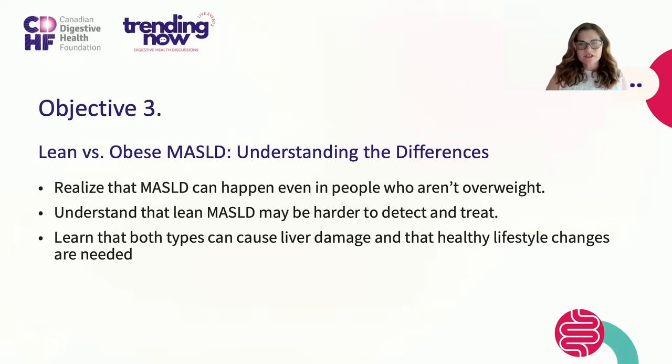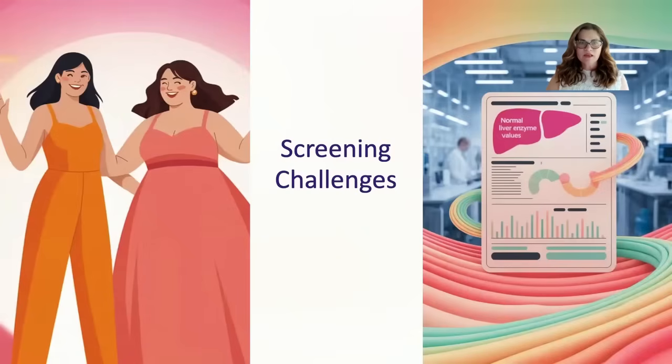Moving on to our third objective of the presentation, understanding the differences between lean and obese MASLD. MASLD can look different depending on your body size. Not all people with MASLD are overweight or obese. There is a proportion of lean people who can still have fatty liver. That's often because of genetic factors or hidden problems with how their body uses insulin. On the other hand, people living with obesity usually get MASLD because of too much calorie intake or how fast their fat tissue is working in their body.